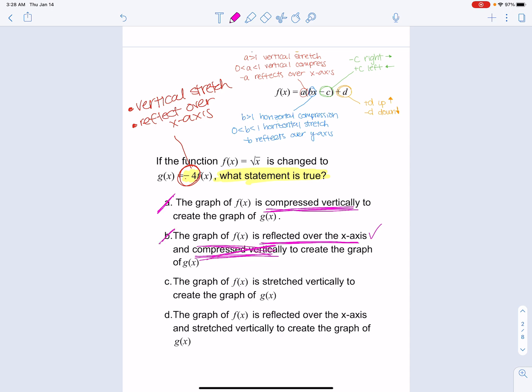The graph of f of x is stretched vertically. Is it stretched vertically? Yes. To create the graph of g of x. That may be true. So let's try D. The graph of f of x is reflected over the x-axis. Is that true? Yes. And stretched vertically. Is this true? Yes. So between C and D, what's my best answer? Very good. It would be D. That's why you have to make sure to read all the problems.